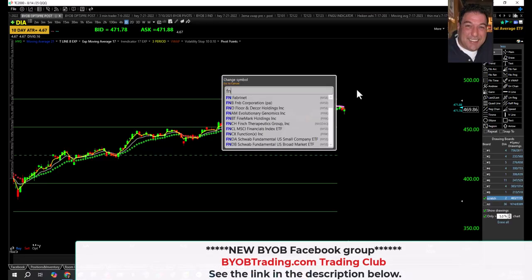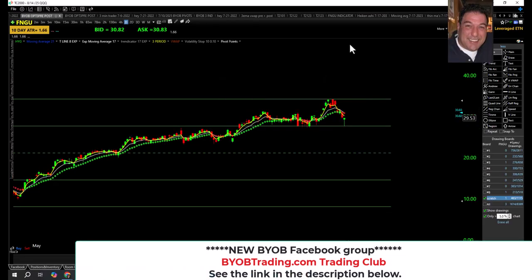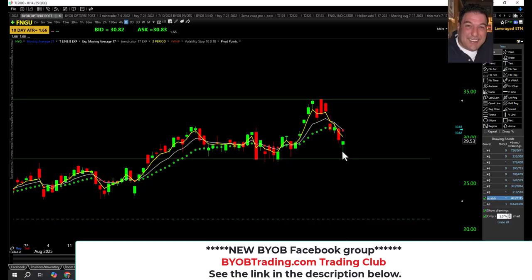Let's take a look at FNGU. FNGU, lower high, lower low, closing under a bearish trap under the 17 EMA. You can see FNGU made the lower low. Here's a low. They made a lower low. They're now in a downtrend as well. So we got FNGU in a downtrend. We got IWM in a downtrend. And we got Diamond Dow, all in downtrends.